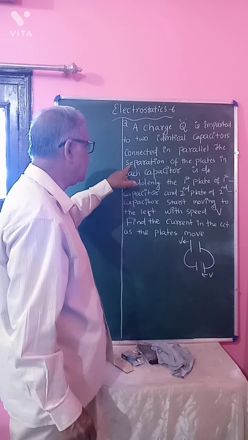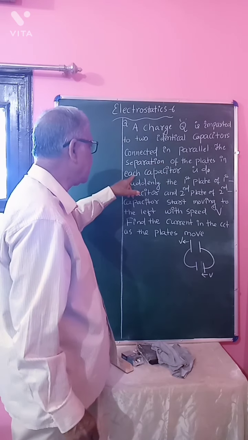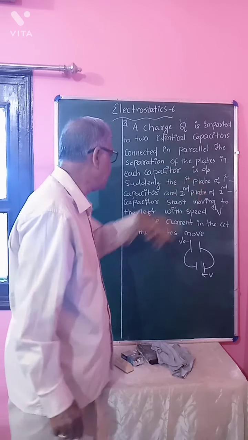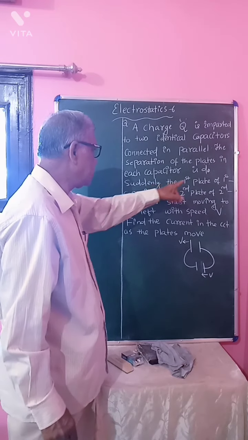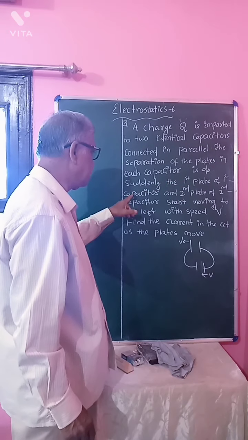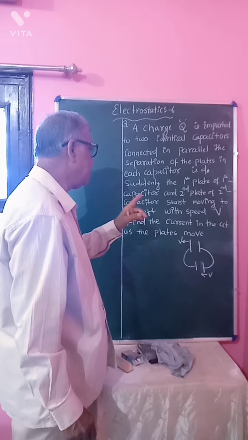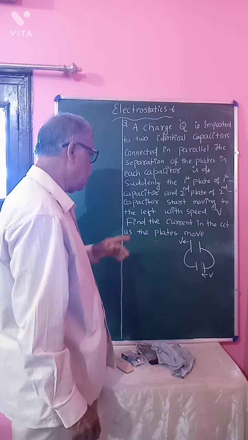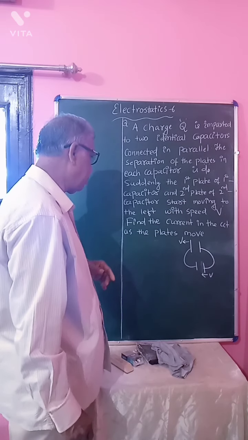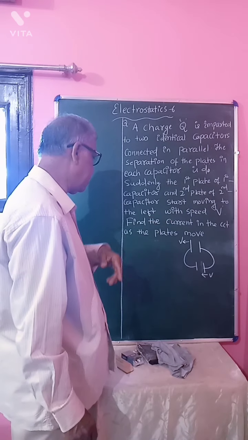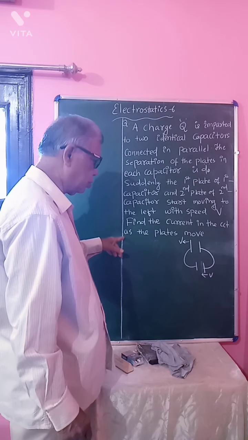The separation of the plates in each capacitor is d0. Suddenly, the first plate of the first capacitor and the second plate of the second capacitor start moving to the left with speed v. Find the current in the circuit as the plates move.